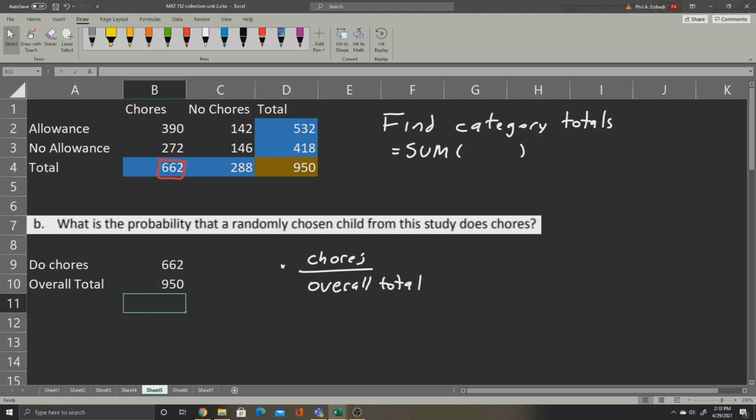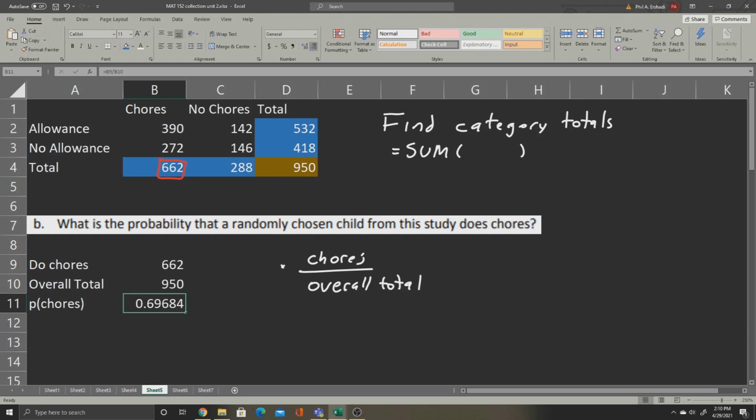Therefore, if we would like to find the probability of doing chores, we can take equals 662 divided by 950. We don't have to retype the numbers, we can simply click on the cells. And we get a probability of 0.69684. We can also go to the home menu and reduce the number of decimal places by clicking decrease decimal several times. We can say our probability is 0.697.